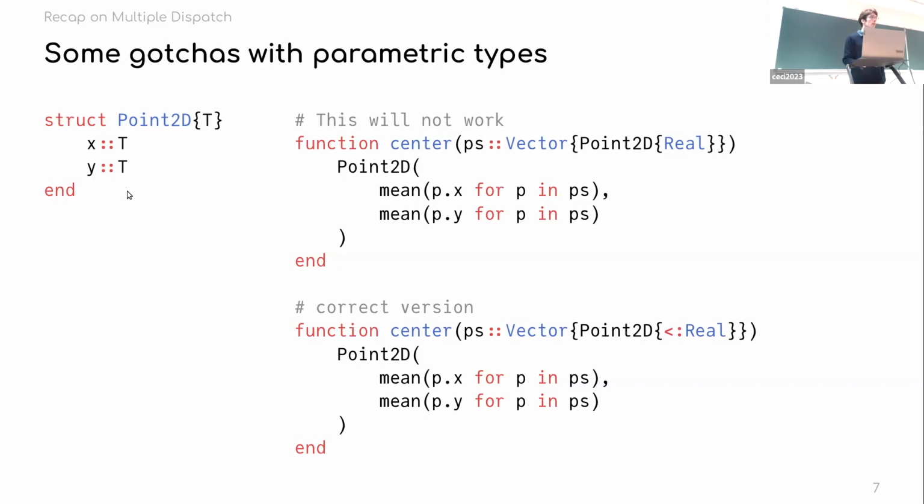Now, an easy mistake to make when starting to learn Julia is to try to define a function like this. So let's say here I want to take a vector of points and I want the center, so ideally the mean or the geometric mean.